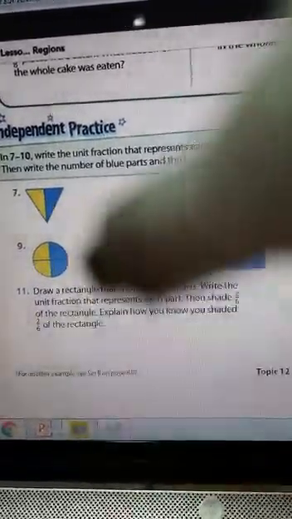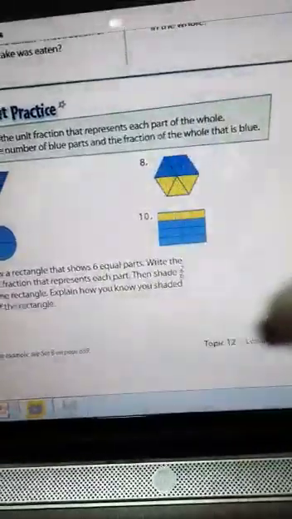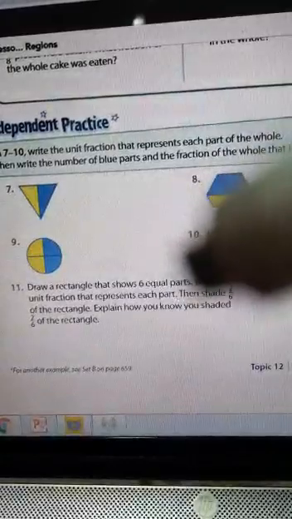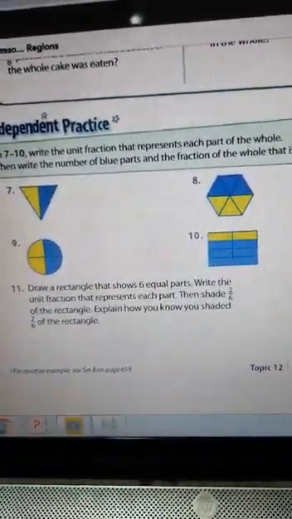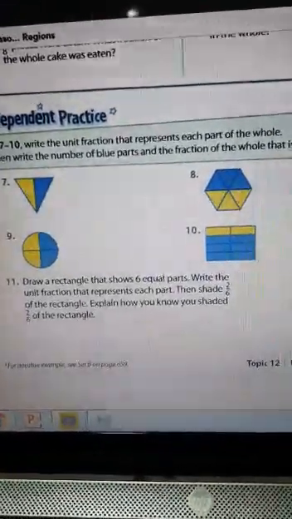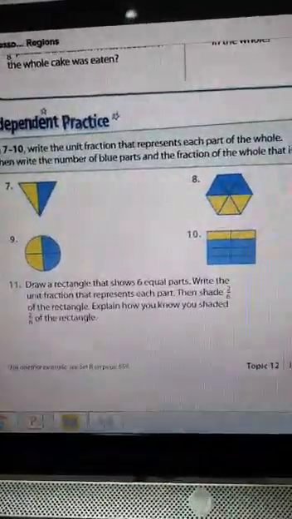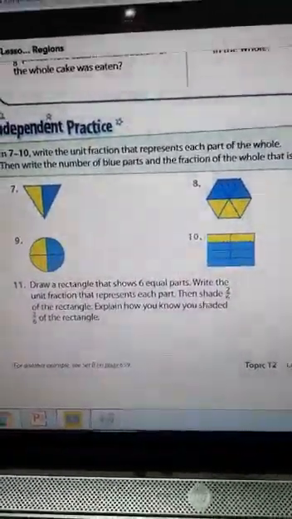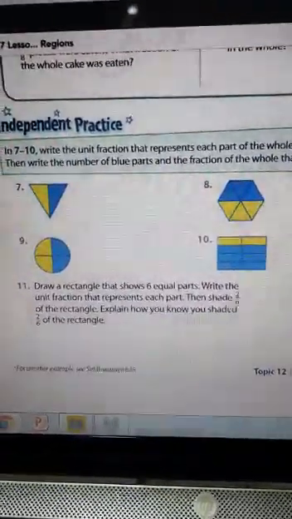Now the last one, draw a rectangle that shows 6 equal parts. You will draw a rectangle here in this space with 6 equal parts. Write a unit fraction that represents each part. You write the unit fraction, meaning 1 of what, okay? Then shade 2. Then you will color shade 2 of 6 of the rectangle. Explain how you know you shaded 2 of the rectangles. How you know that you shaded? For sure, you colored, you shaded. You know how many because they gave you in the question.